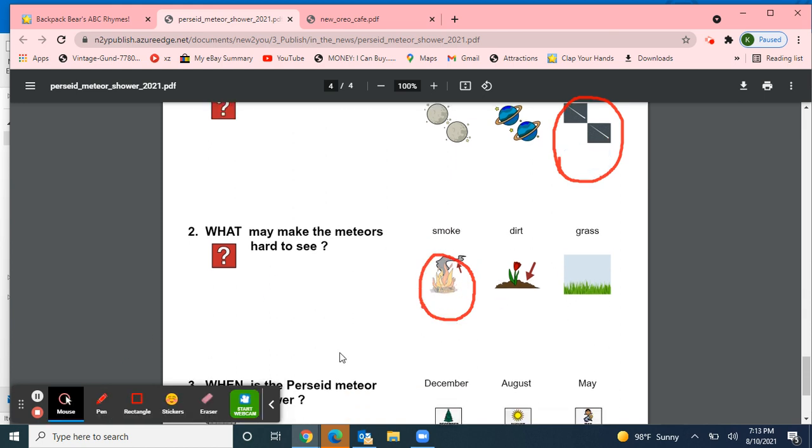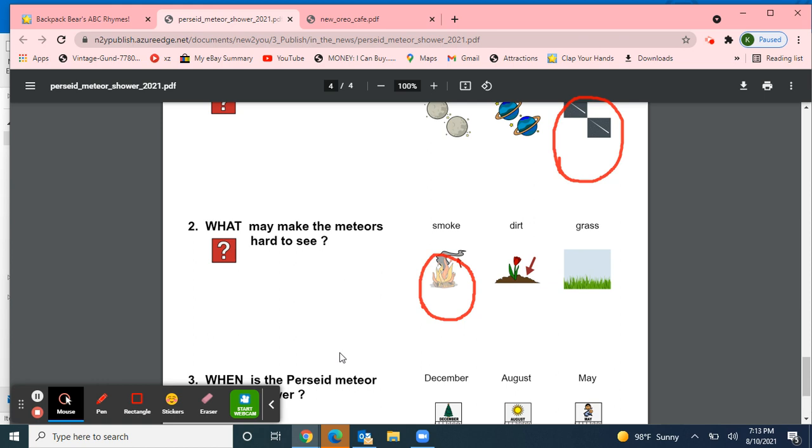And number three, our last question, number three, when is the Perseid meteor shower? Is it in December, August, or May? Well, the Perseid meteor shower is in August, starting tomorrow.